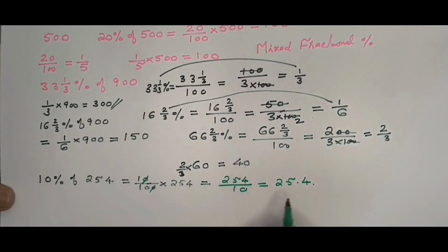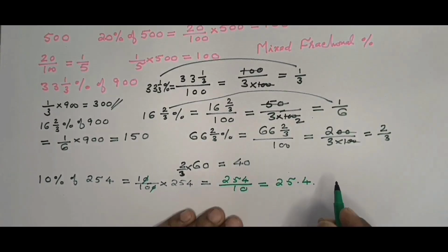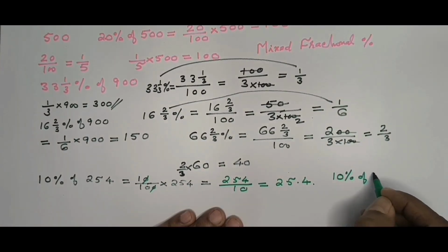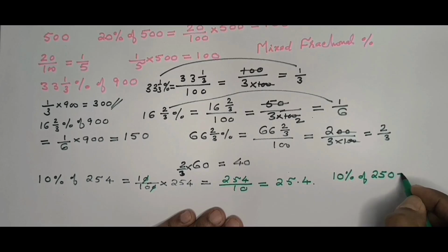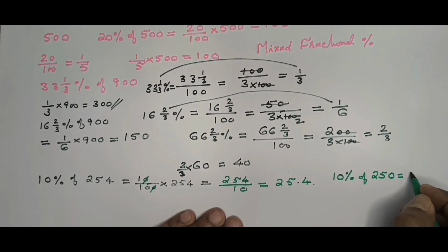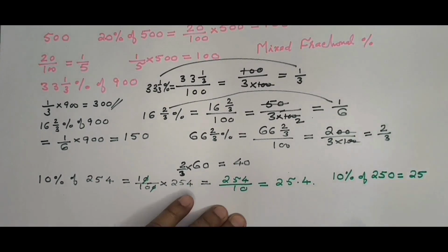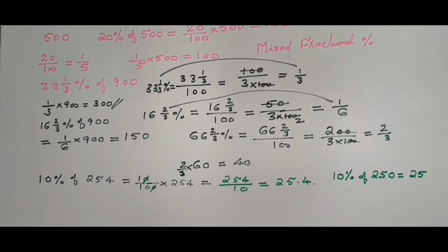Say 254, 25.4. Whereas if you're finding 10% of a number ending in, say, 0, you put a point like that, and you get 25. Basically, you're just removing the last 0.